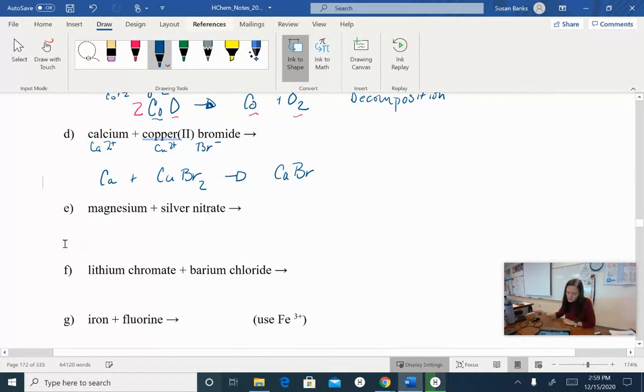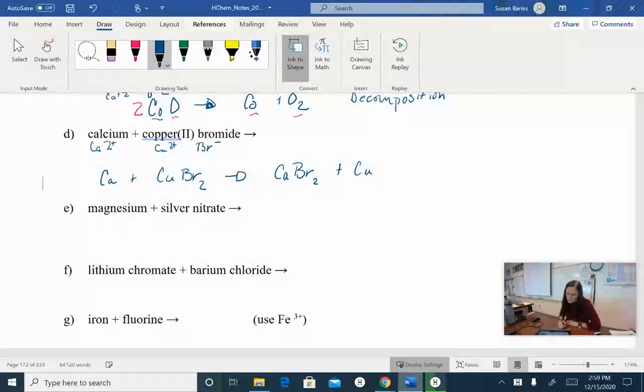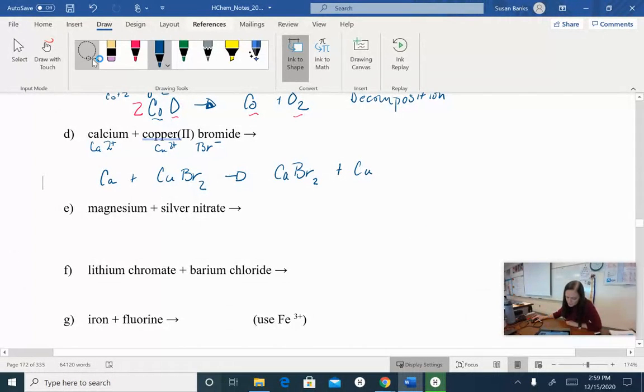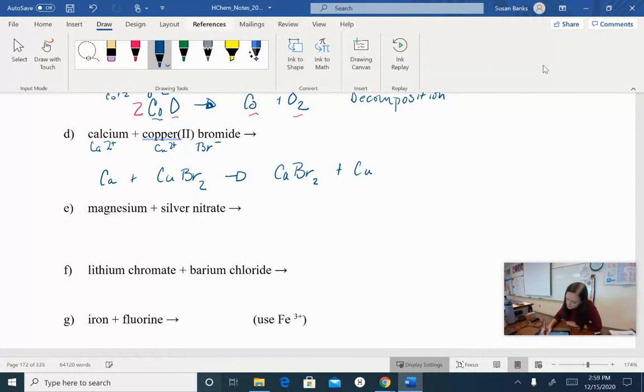So calcium +2 with bromine that is a -1. So we're going to need 2 bromines. Okay, so calcium bromide, we're going to need 2 bromines. And then copper is going to be by itself. Okay, so there's our skeleton. So we can tell that calcium and copper are switching places. So because calcium and copper are switching places, we know that this is a single replacement or displacement.